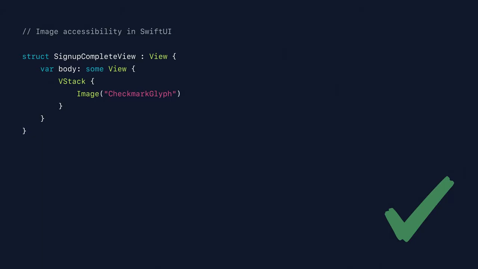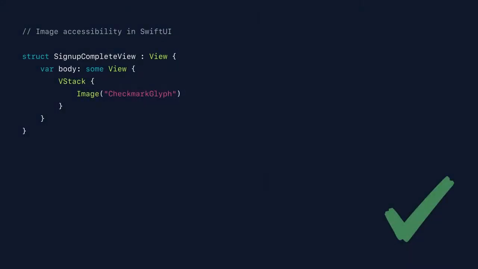SwiftUI also provides better and more intuitive accessibility for your images. Specifically, I want to talk to you about illustrations and glyphs, which often form important parts of our UIs. Imagine you have an app with a sign-up flow that ends in a green checkmark, like this. Here's some simple SwiftUI code you might start with to create such a view. In this case, it's just a vertical stack with an image in it.